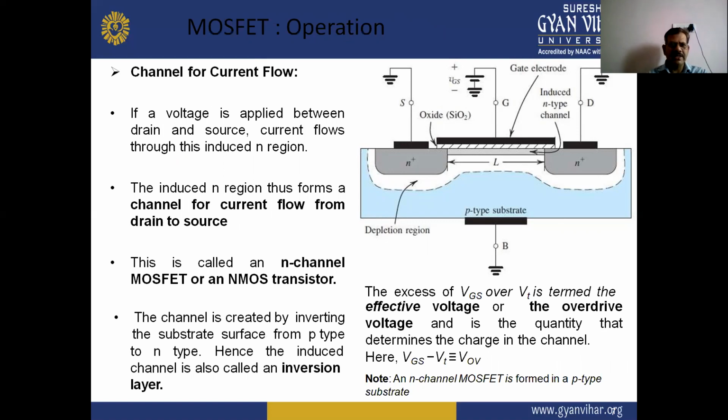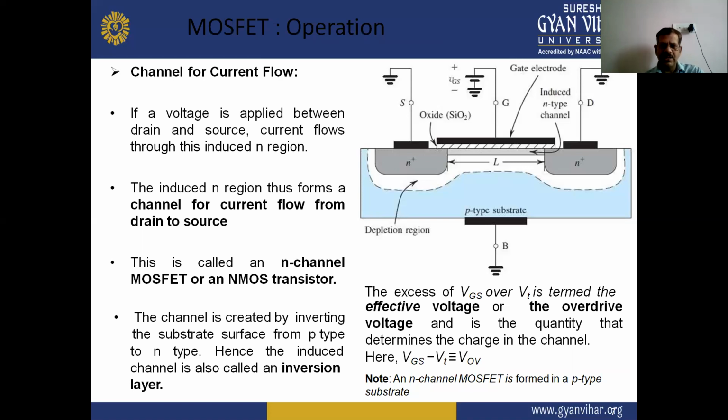Now next, if a voltage is applied between drain and source in this circuit diagram, current flows through this induced N region. The induced N region thus forms a channel for current flow from drain to source, and this is called an N-channel MOSFET or N-MOSFET transistor. The channel is created by inverting the substrate surface from P-type to N-type. Hence, the induced channel is also called an inversion layer.